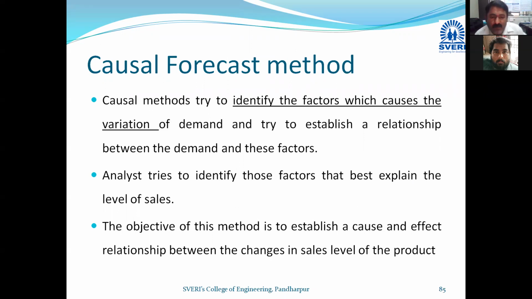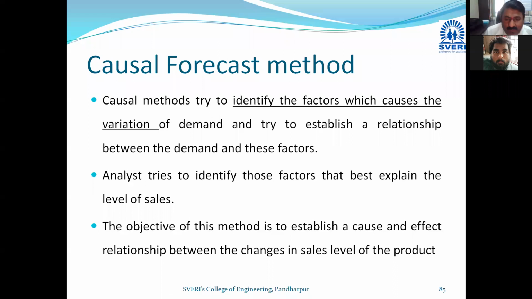So up till now, we have seen different methods. Here in this method, factors are identified which cause the variation in demand. For example, the demand is 1000. Next month demand is 950. Next month demand is 970. So why this variation 1000, 970, 950, 930, 900, again 1050. So some rise, some fall like this.